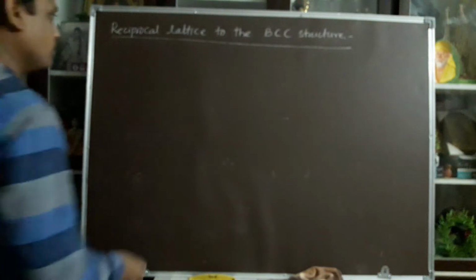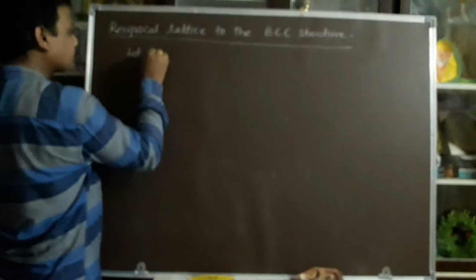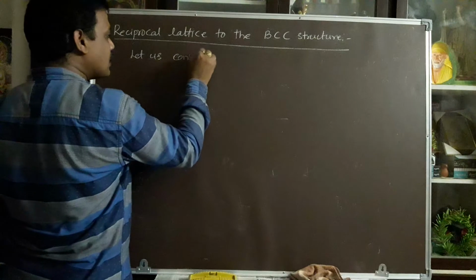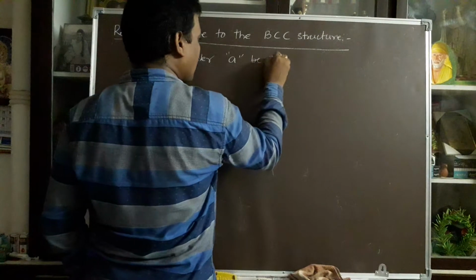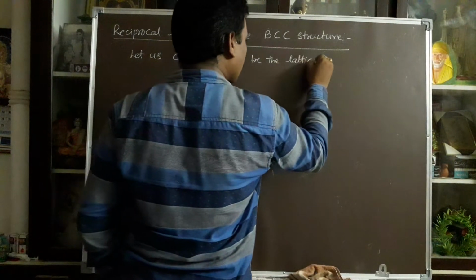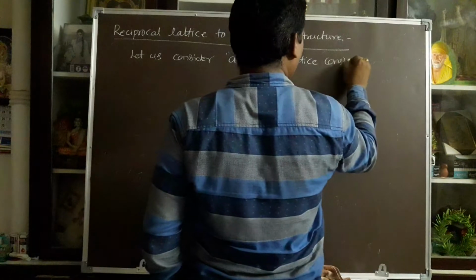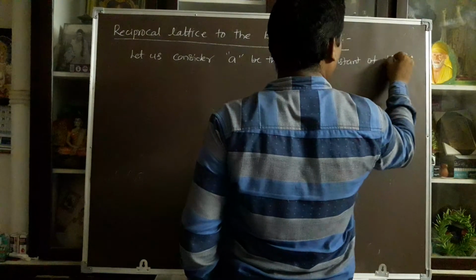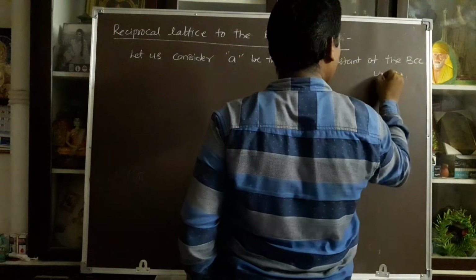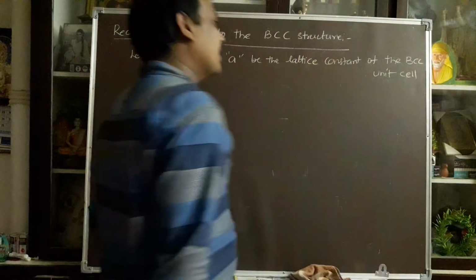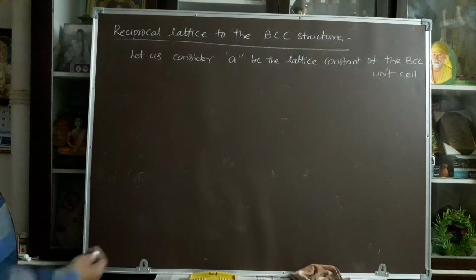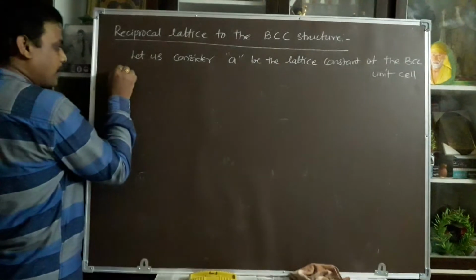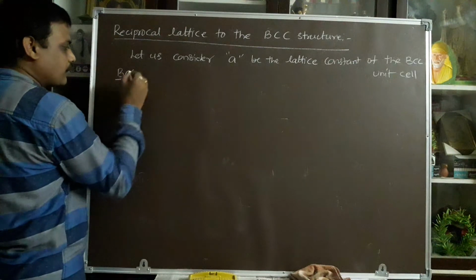First of all, let us consider small a to be the lattice constant of the BCC unit cell, otherwise the side of the cell also. This is represented in 3-dimensional form from the BCC structure point of view.